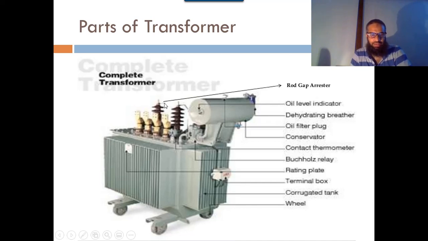The second one is the oil level indicator, it will show the level of the oil. We have the breather. This breather is directly connected with the conservator tank, and it is known as dehydrating breather, and dehydrating means it will absorb the humidity or the moisture of the system. Then we have the oil filter plug to filter out the oil if there is an impurity, and this whole tank is known as conservator tank.